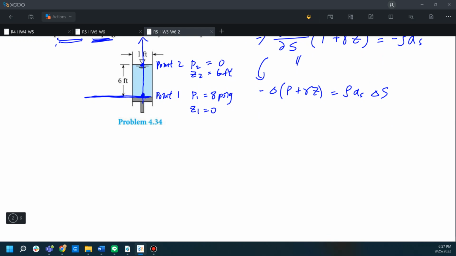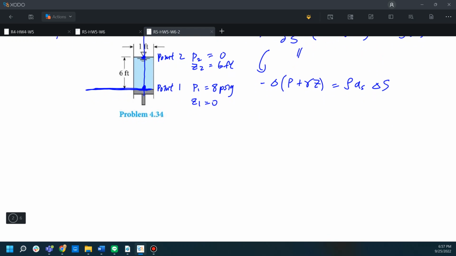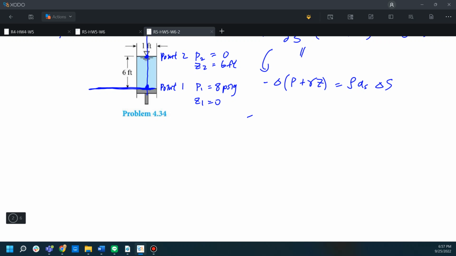Okay, so let's expand this equation into point 1 and point 2. So this will be minus (P2 minus P1) minus gamma (Z2 minus Z1) equal to rho a_s delta s.